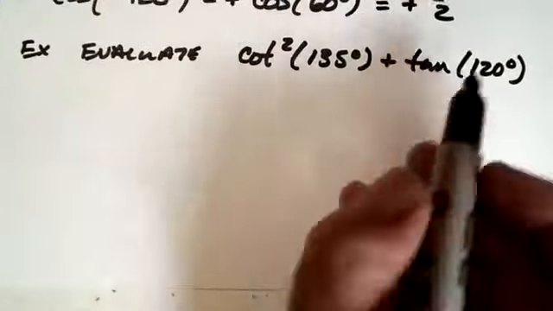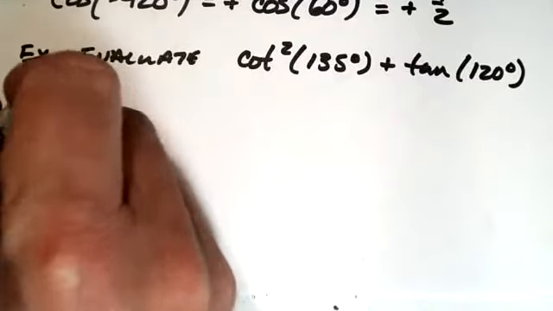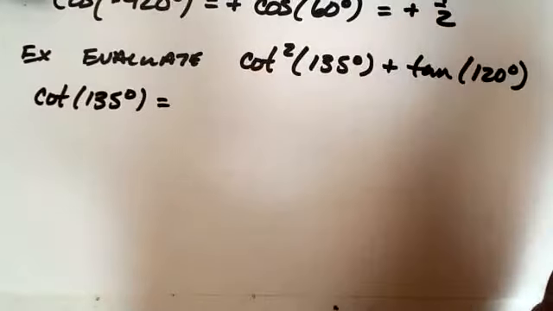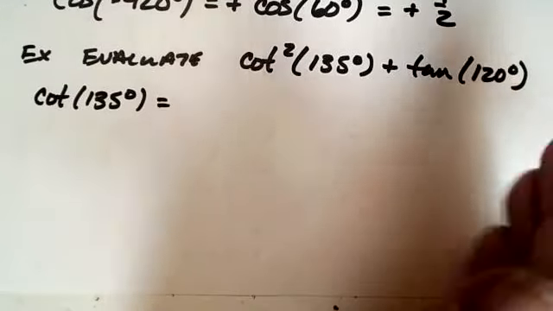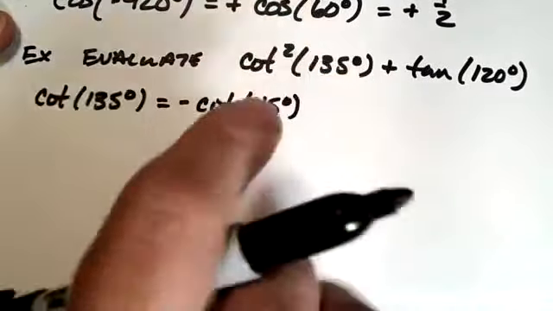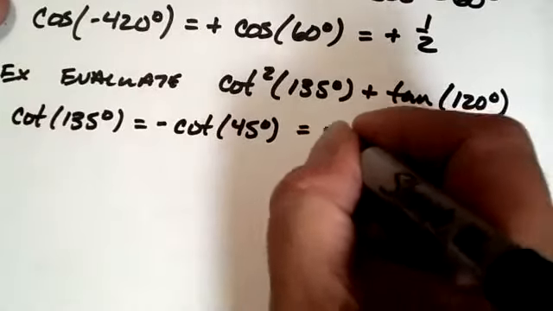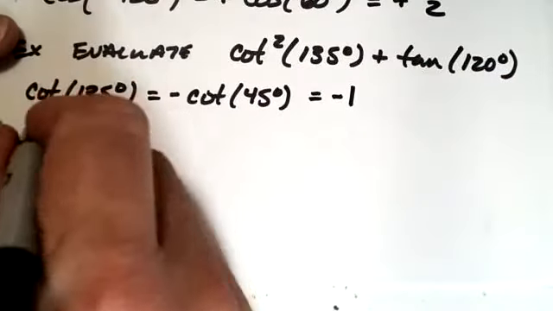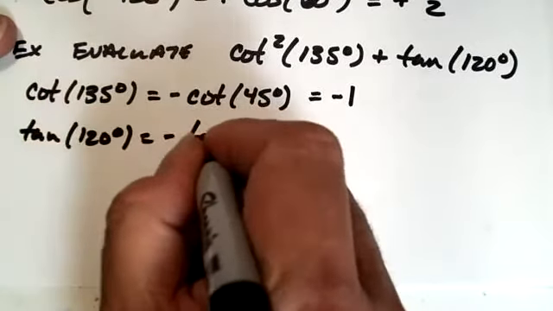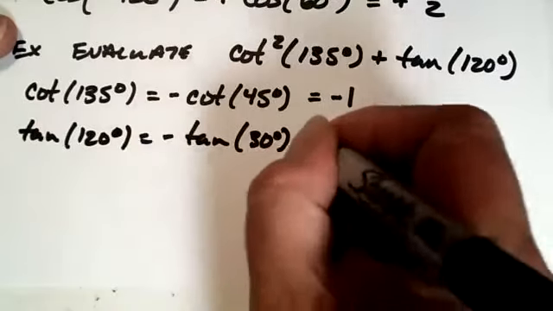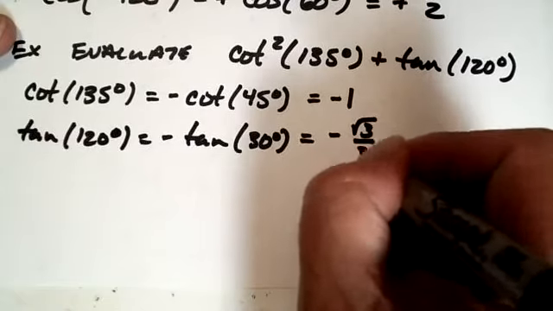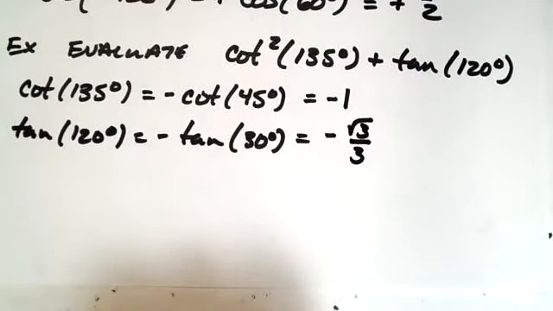So just so we recall, cotangent of 135 degrees is equal to, and this is quadrant 2, so it's going to be negative cotangent of 45 degrees, finding the reference angle quickly, which is equal to -1. And tangent of 120 degrees is equal to the negative tangent of 30 degrees, which is equal to the negative square root of 3/3.